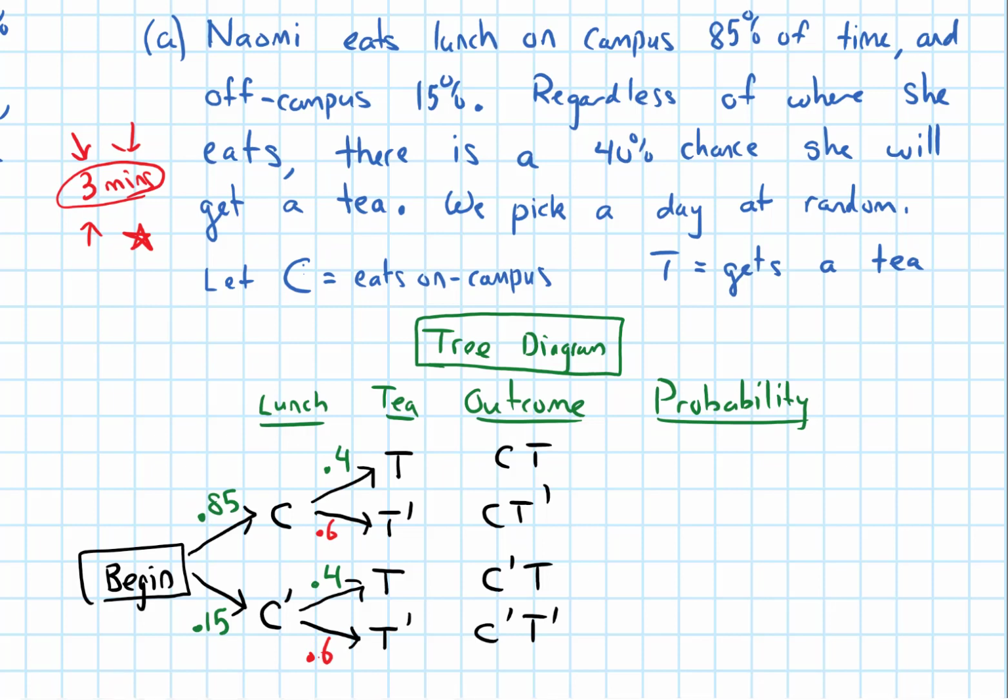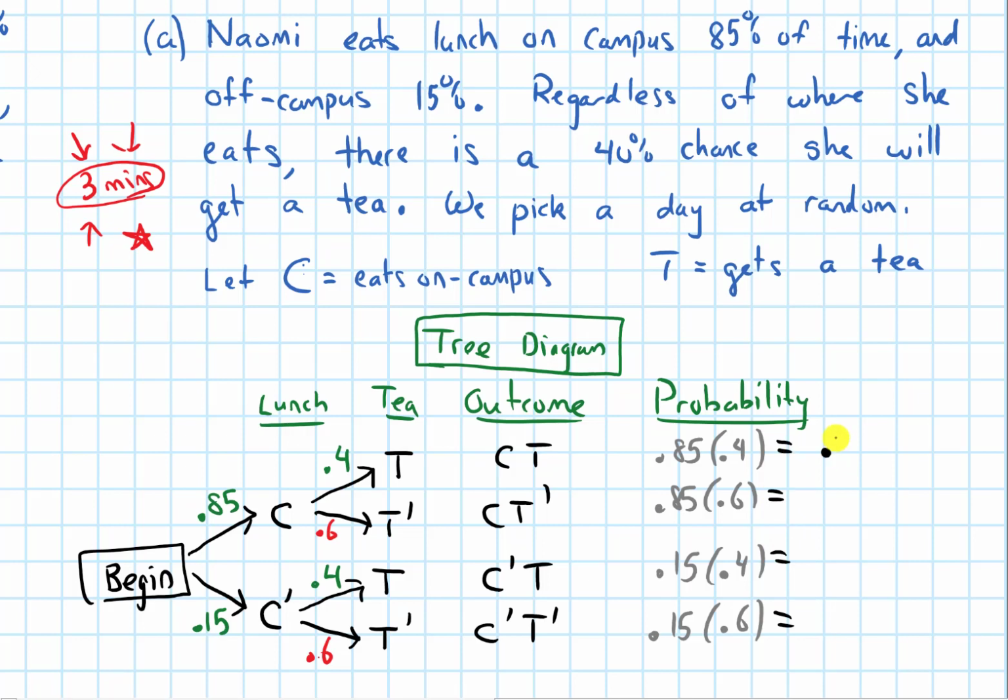And now we're ready to write down our probabilities. So this is 0.85 times 0.4. This will be 0.85 times 0.6. And then we'll get 0.15 times 0.4 and 0.15 times 0.6. Okay, so we can write down what these multiply to. So the first one is 0.34. Then 0.51, 0.06, and then finally 0.09.